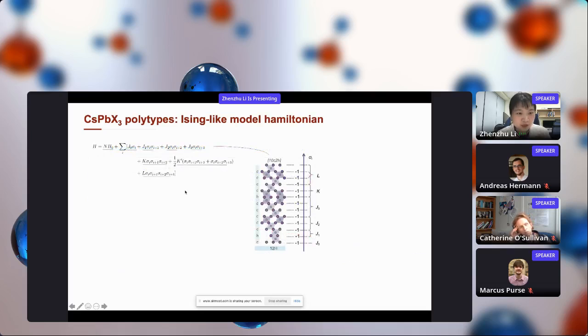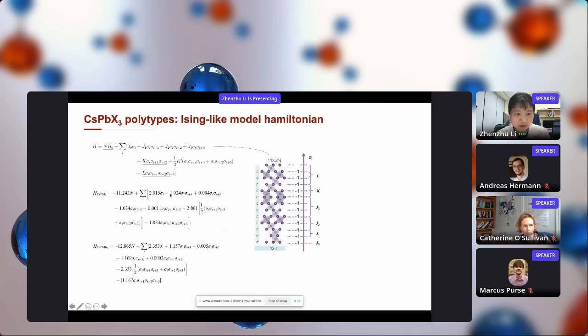Actually, the model Hamiltonian can not only be used to compute the total energy for any random stacking sequence, it also implicitly includes a full set of chemical interactions between different neighboring layers, manifested by a series of interaction parameters, like the interaction coefficients and their corresponding correlation functions here. So for both halides, we have the model Hamiltonian here.